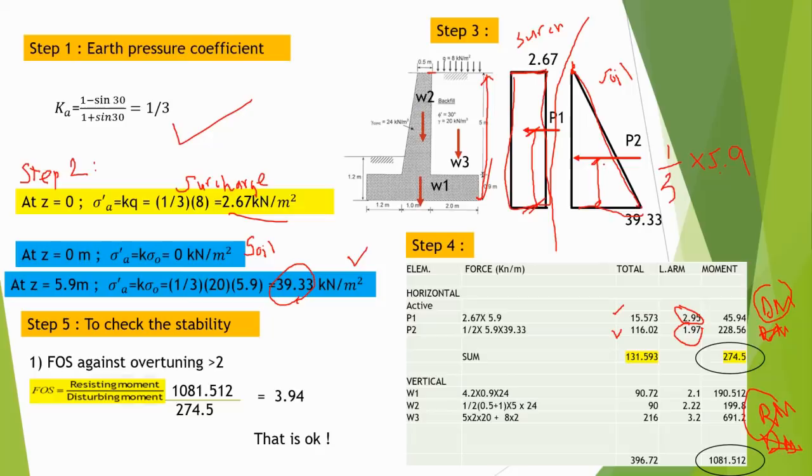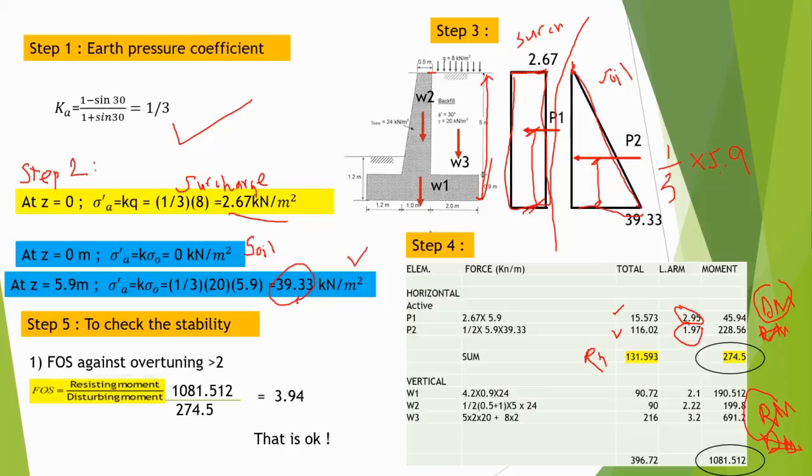And then you calculate the moment. You times with the force. Okay. You can get total moment total for resistant horizontal RH. Okay. And then again you need to find vertical. Vertical yang ni kita jangan buat passive, kita buat active saja. So untuk vertical kita kira hanya active sajalah.